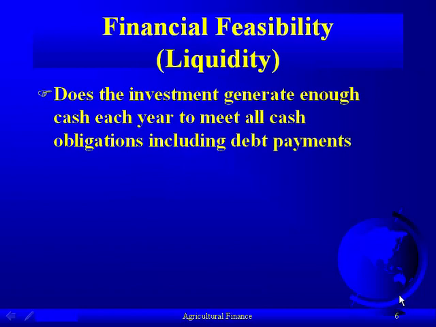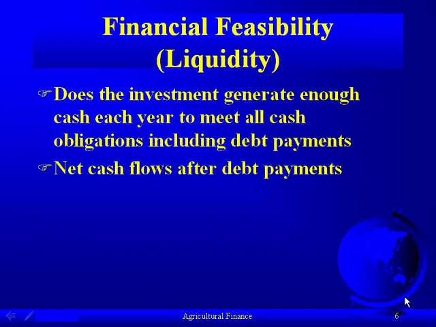Okay, and when we talk about financial feasibility or liquidity, the question is, does the investment generate enough cash each year to meet all the cash obligations, including the debt payments? Those are the cash obligations associated with that investment, that purchase. Does this center pivot irrigation system generate enough revenues to meet all of the other cash obligations associated with it, including the debt payments? We're basically then going to calculate the net cash flows after the debt payments.